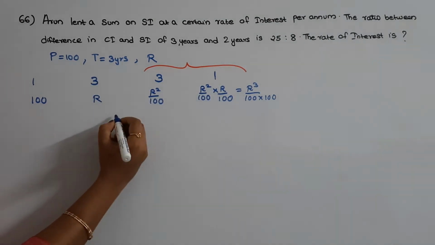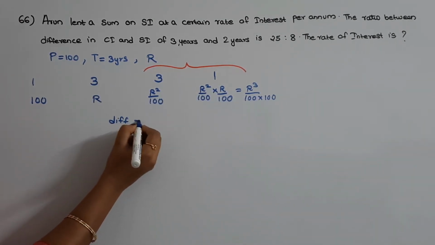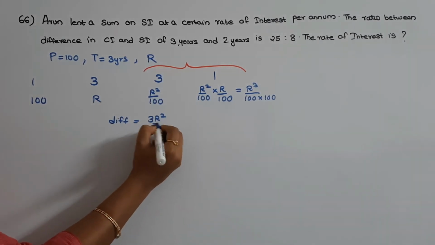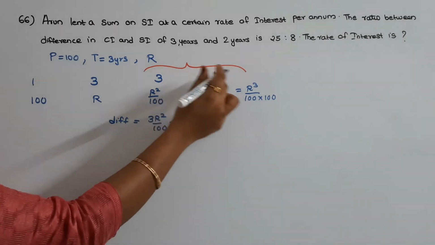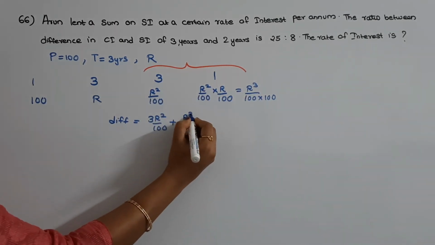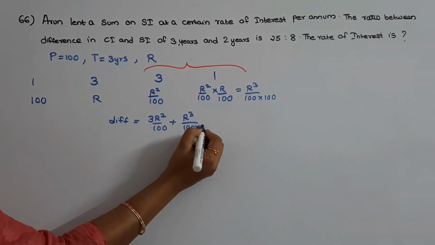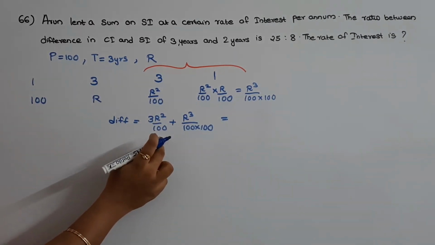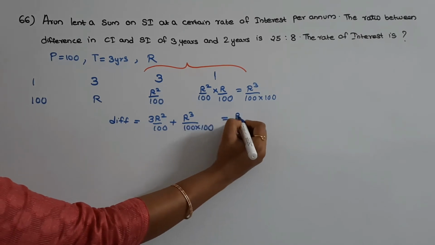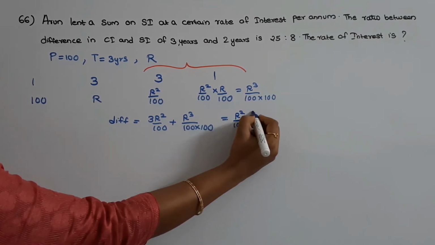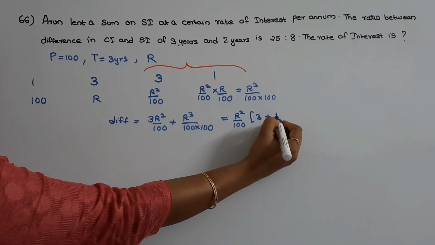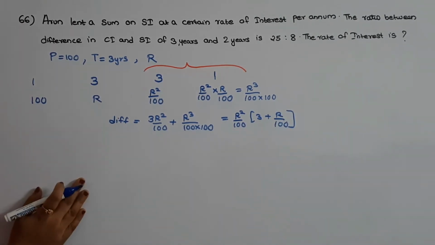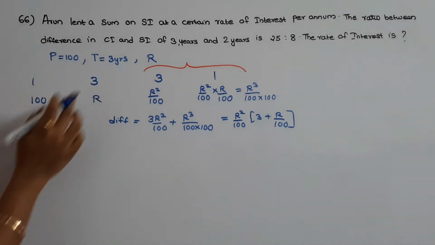Okay. So difference between simple interest and compound interest is equal to 3 into r square by 100 plus 1 into r cube by 100 into 100. Or we can write this as, taking r square by 100 common, r square by 100 into 3 plus r by 100. So this is the difference in simple interest and compound interest when the time period is 3 years.